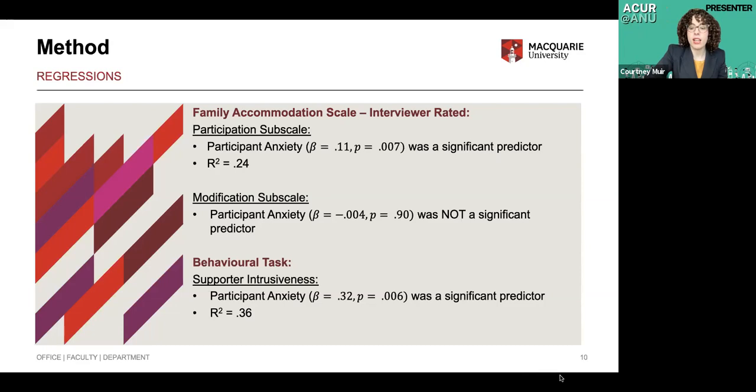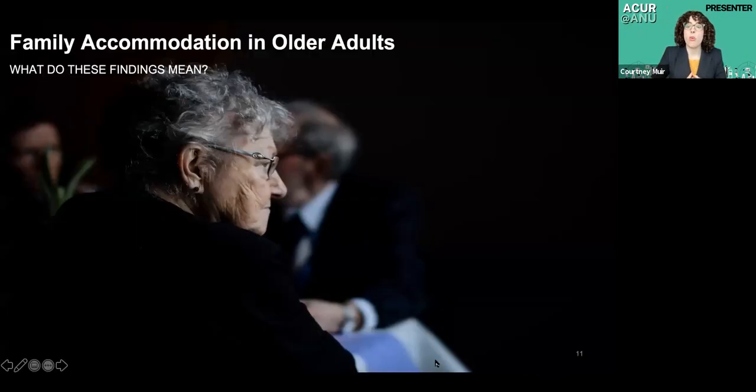So finally, that leads me to, what does this mean? Well, we see that family accommodation is related to anxiety in older adults. There is a relationship there. And that could possibly mean that future treatments might need to consider the role that a family member might play in the maintenance of anxiety in older adults. We also want to see whether supporter intrusiveness is the main part that's having that impact. So further research does need to be done, definitely, because this was the first study to ever look at it.